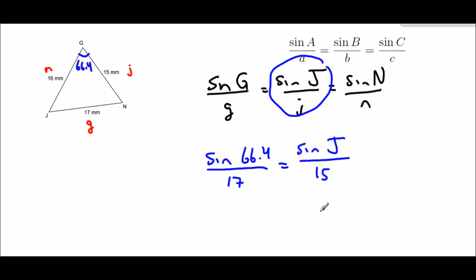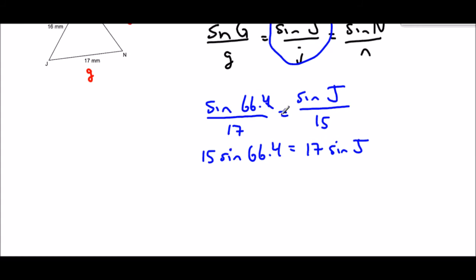So now I'll solve. What I like to do is as much math as possible without my calculator before I pull out the calculator. So because I have a fraction equal to a fraction, that allows me to cross multiply. So I'm going to multiply 15 times sine 66.4. Again, I'm not actually doing the math in my calculator yet. I'm going to save that till the end so that I don't have to keep writing weird long decimals. So that's what I get when I cross multiply.